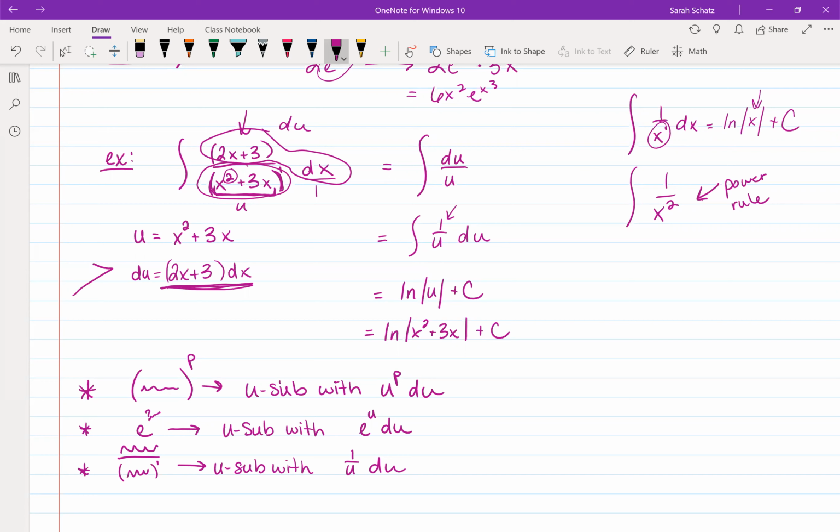You guys, on this one, notice that your du was all present, but if it wasn't, it would still work the same way, where you might have to put something in here and something on the outside to cancel it out if you needed to. So it all works the same way. All of these work the same way. It's just how you start them and what your rewrite looks like.